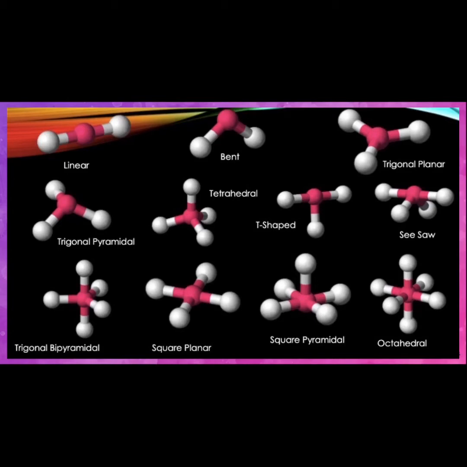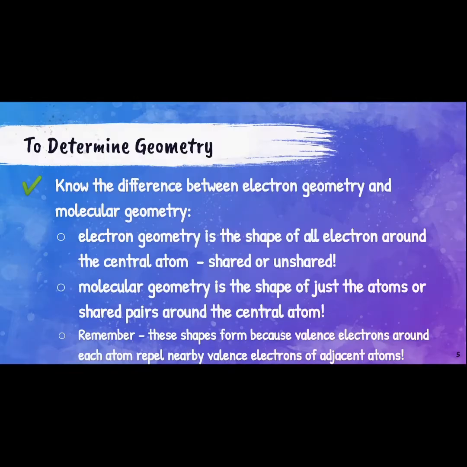So again, I showed y'all this slide last time. These are the main basic shapes or geometries that molecules will make. The main ones you need to know are linear, bent, trigonal planar, trigonal pyramidal, and tetrahedral. Those are the most important ones for this class.